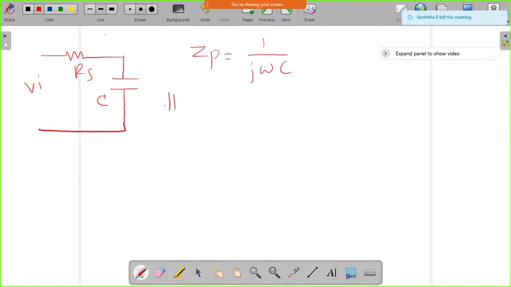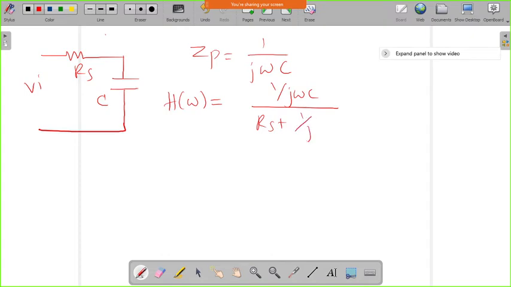Now if I consider the transfer function, the ratio of V naught by Vi, output by input, it will be given as 1 over j omega c, that is Zp, by Rs plus Zp, that is Rs plus 1 over j omega c. Now if I simplify this, you can take this down, and you will get 1 over 1 plus j R omega C. This is what you get after simplification.